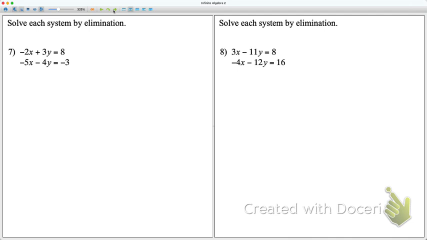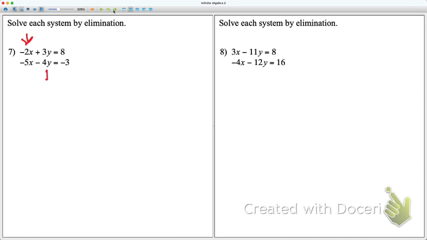I have -2x plus 3y equals 8, and -5x minus 4y equals -3. Does anybody know why I wanted to do this one? Because it's multiplied by something. We're going to have to multiply both of them by something, aren't we? Yeah, top one by 5, bottom one by 2. So if he wants to get rid of the x's, he's going to multiply the top one by -5 and the bottom one by 2.